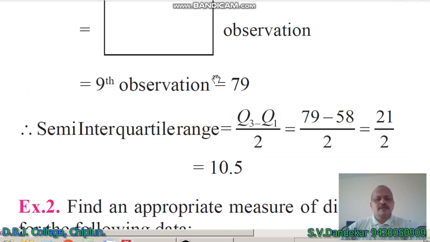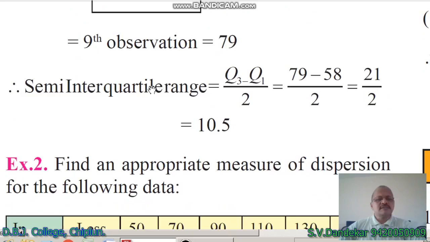Ninth observation is not 75, it is 79. So ninth observation is 79. Semi-interquartile range or quartile deviation QD, quartile deviation is Q3 minus Q1 upon 2. Q3 is 79, Q1 is 58, 79 minus 58 upon 2, it is 10.5.